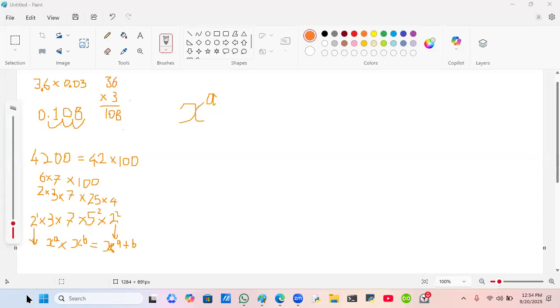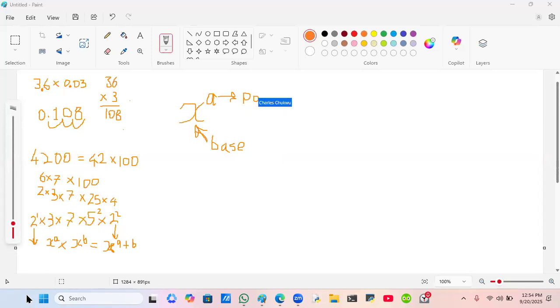This X is called what? It's called the base. Did you hear me? I didn't say B. Where did you hear me saying that? I said base. Good. Now, the A is not called base. The A has different names. Power.